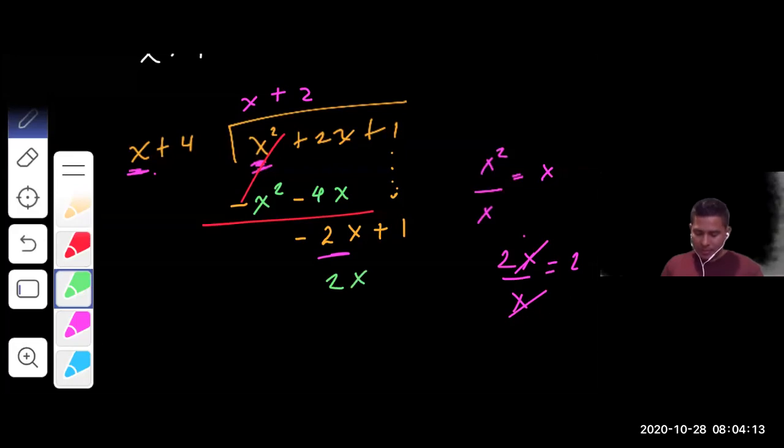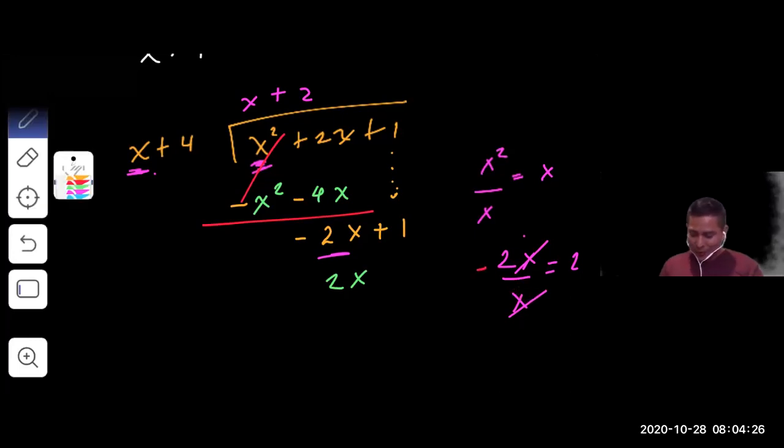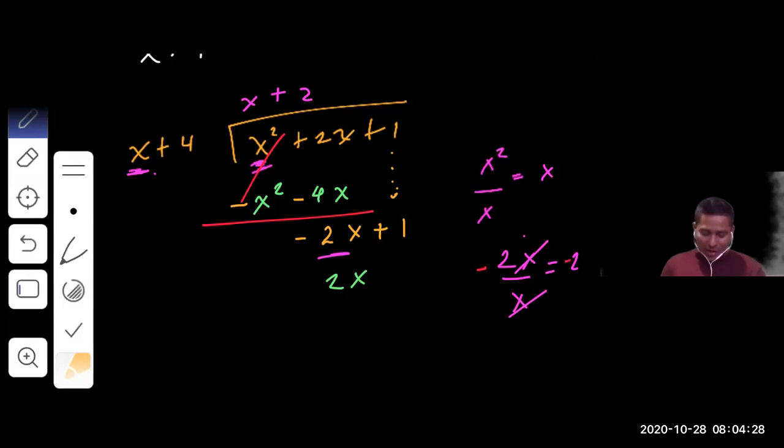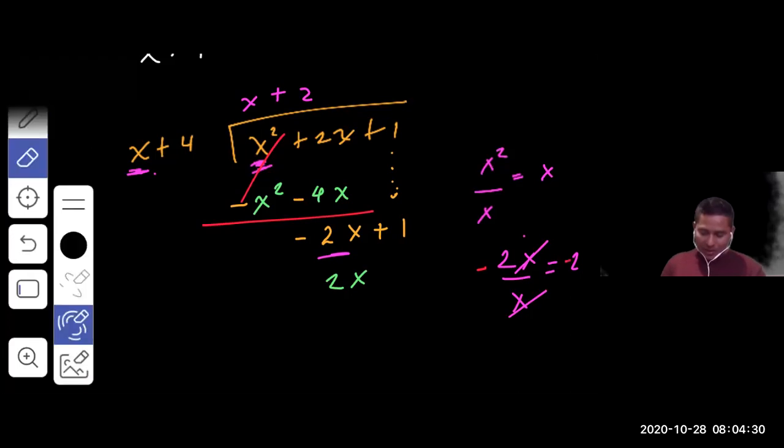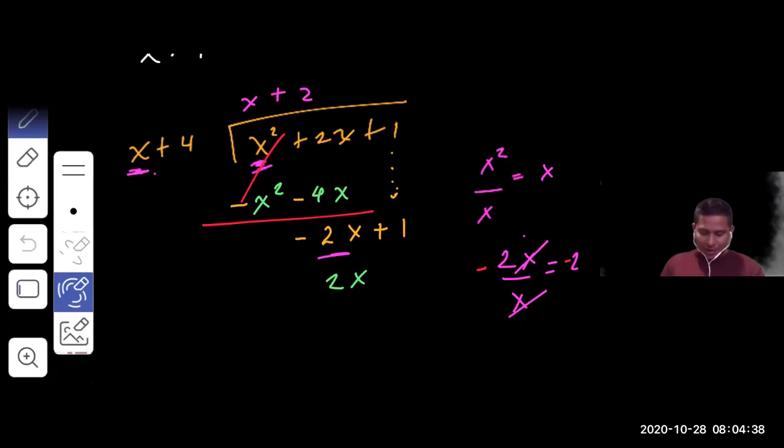Mister, if we divide negative 2x divided by x, it's not gonna be positive 2. It has to be negative 2. Yes, you're right. Excellent. It's negative 2. Okay, it's negative 2. Thank you. What a huge mistake. Okay, let me erase that. It's negative. You're right. I completely agree with you. It's negative. Thank you. Okay, you noticed that on time.